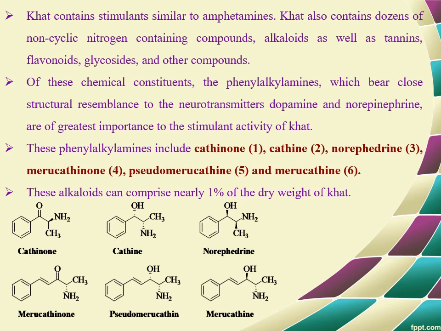The different phenylalkylamines present in the khat plant include cathinone, cathine, norephedrine, merucathinone, pseudomerucathine, and merucathine. These alkaloids are nearly 1% of the dry weight of the khat. These are the structures of the different phenylalkylamines present in the khat plant. The first one is cathinone, the second is cathine, then norephedrine, merucathinone, pseudomerucathine, and merucathine.